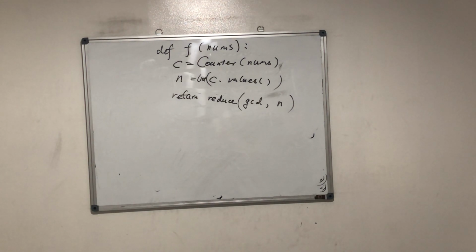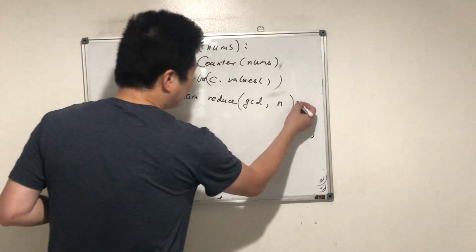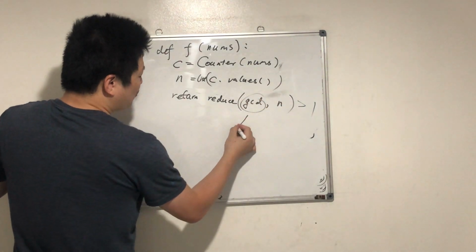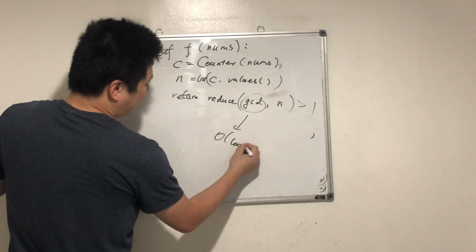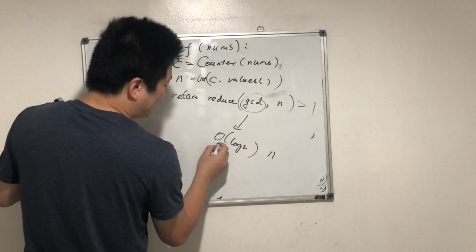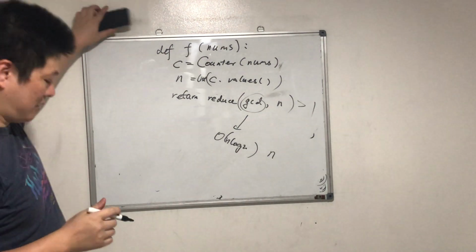What's the greatest common divisor? Actually, the return needs to be bigger than 1. We forgot this. The greatest common divisor is roughly O(log n). And we're reducing it, at least n times, so actually it's O(n log n), okay? Roughly. Got it?